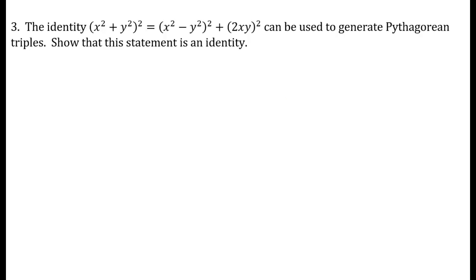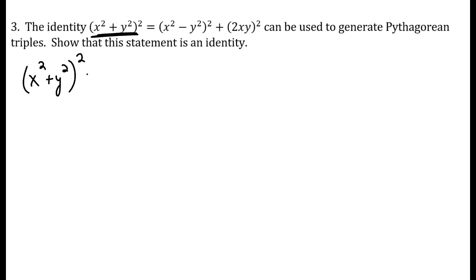The identity x squared plus y squared, squared, equals x squared minus y squared, squared, plus 2xy squared, can be used to generate Pythagorean triples. Show that this statement is an identity. So I can actually work with both sides here, but notice how I'm going to do this. I need to show that both expressions on both sides are actually equivalent. So I'm going to start with x squared plus y squared, squared.